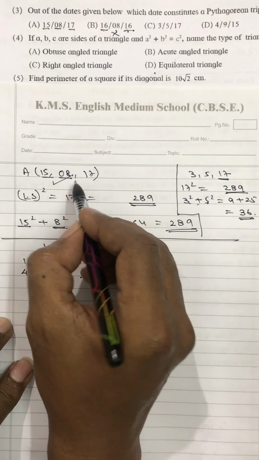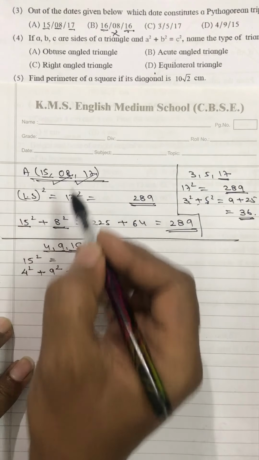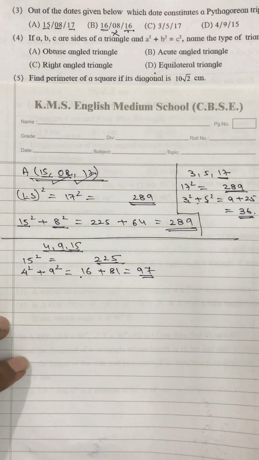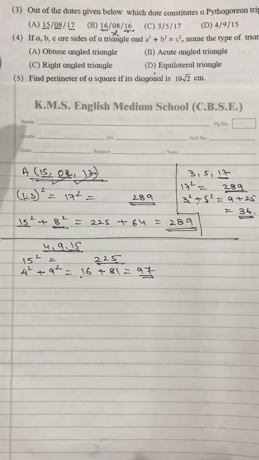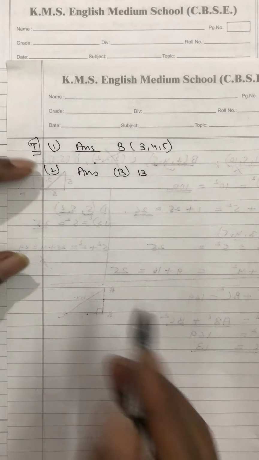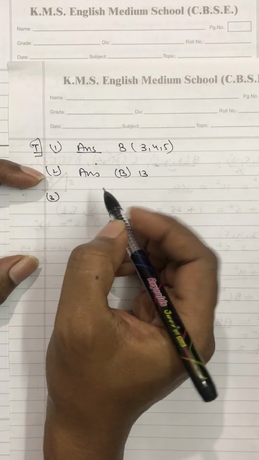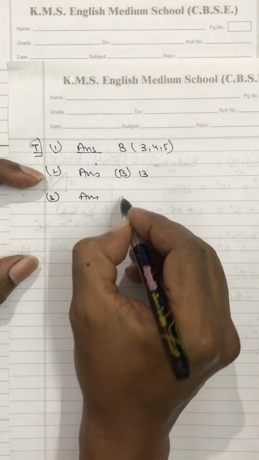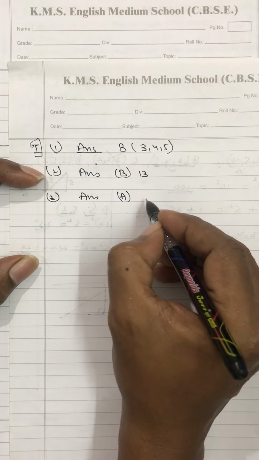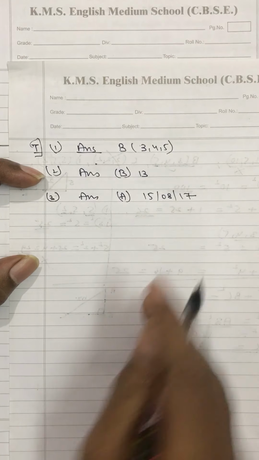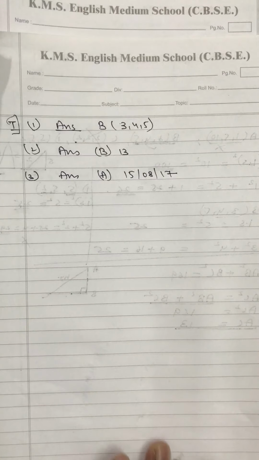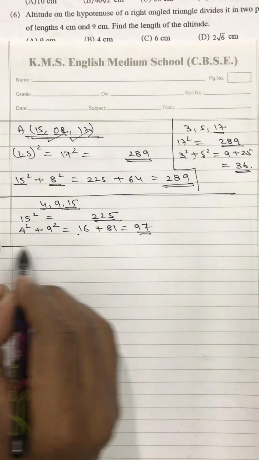So my only one thing that is matching, by the converse of Pythagoras theorem, is 15, 8, 17. It is my answer. They are going to have a Pythagorean triplet. So here what do I write? For question third, my answer is A, which is 15, 8, 17. Okay. Now going to question number 4.